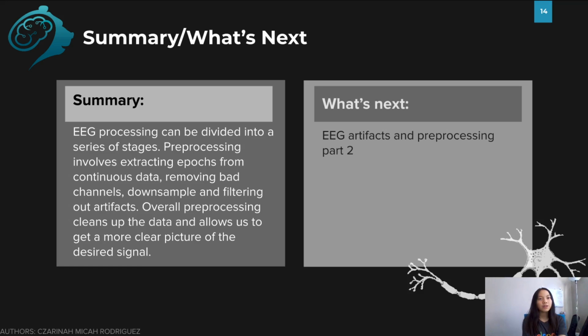Okay. So here is the summary. EEG processing can be divided into a series of stages, and pre-processing is one of them, which involves extracting epochs from continuous data, removing bad channels, downsampling, and filtering out artifacts. Overall, pre-processing cleans up the data and allows us to get a clearer picture of the desired signal.